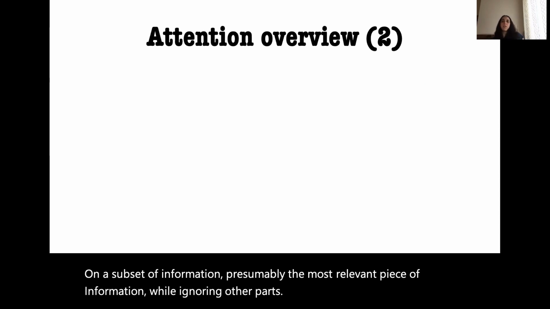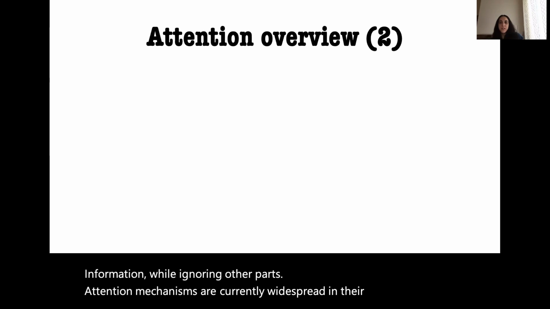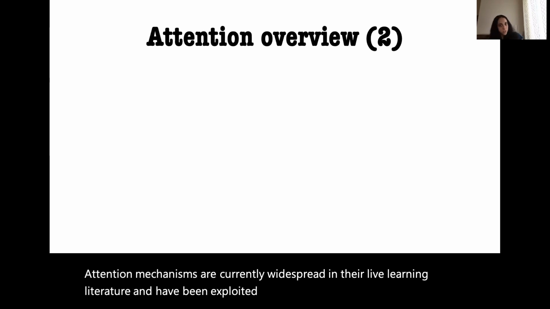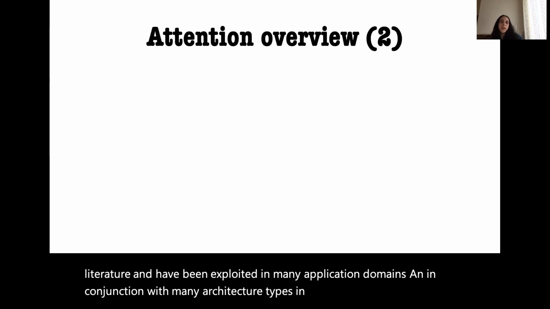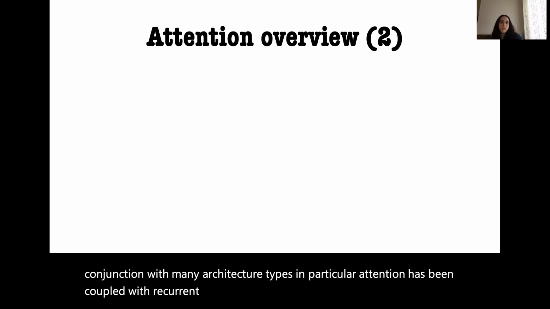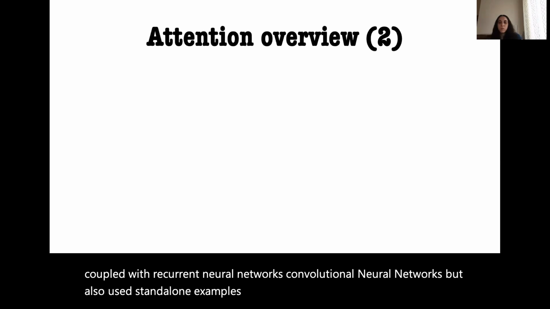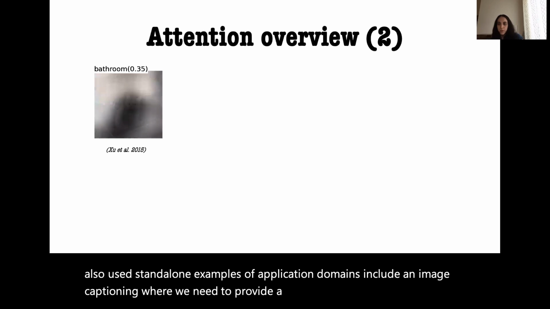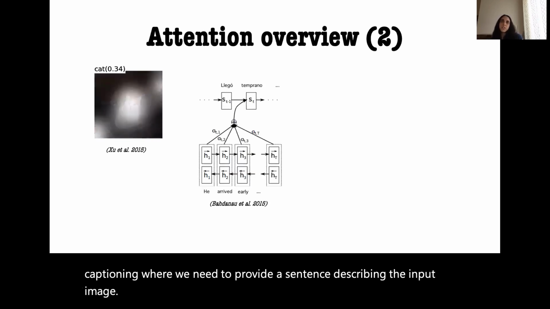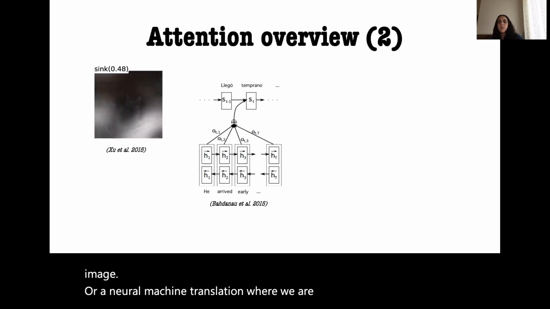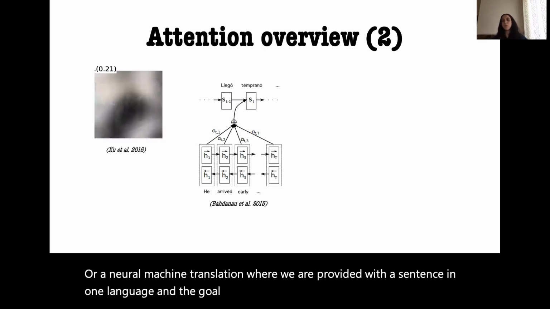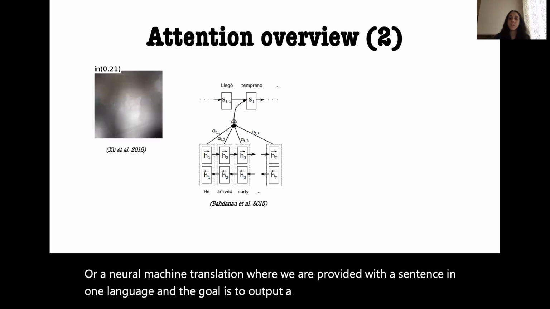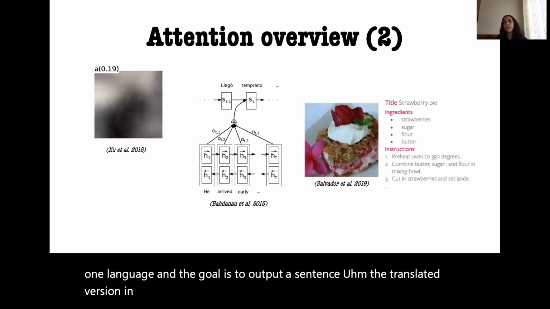Attention mechanisms are currently widespread in the deep learning literature and have been exploited in many application domains and in conjunction with many architecture types. In particular, attention has been coupled with recurrent neural networks, convolutional neural networks, but also used standalone. Examples of application domains include image captioning, where we need to provide a sentence describing the input image, or neural machine translation, where we are provided with a sentence in one language, and the goal is to output a sentence, the translated version in another language.